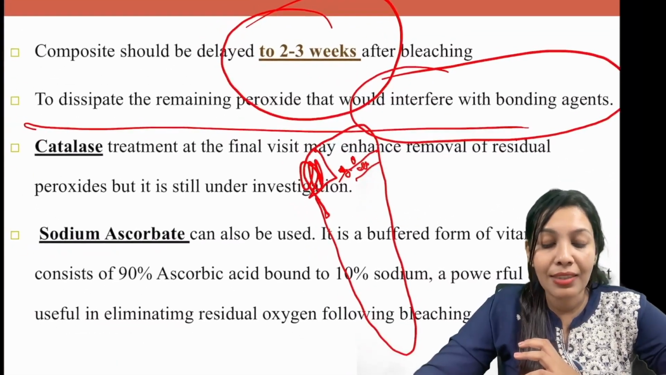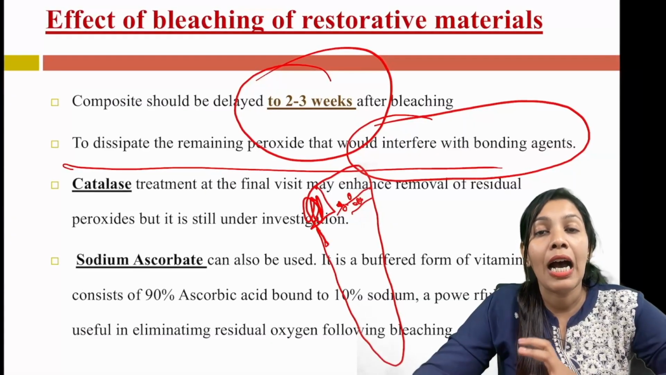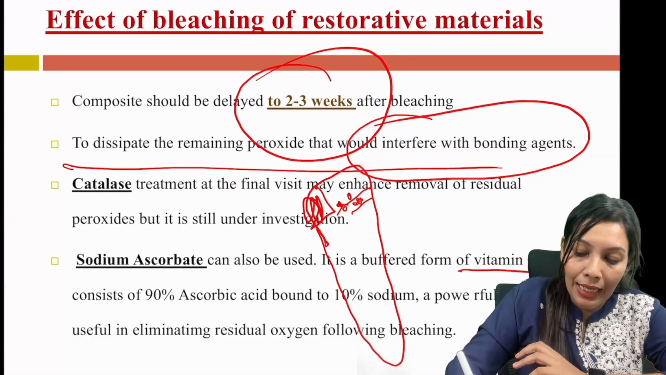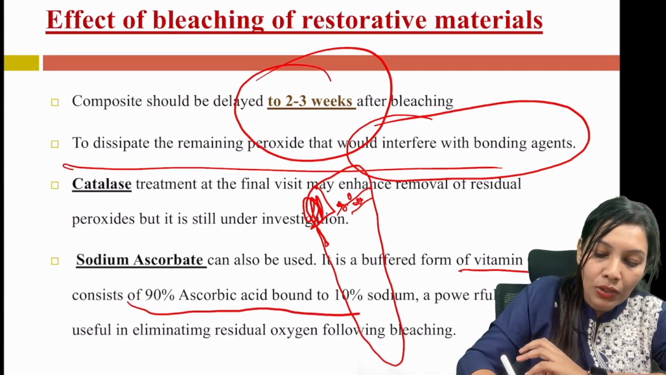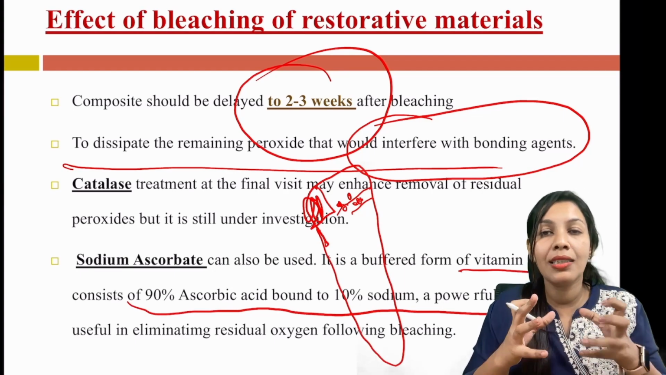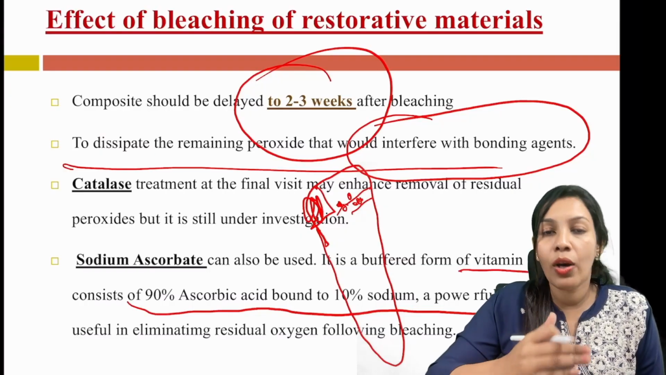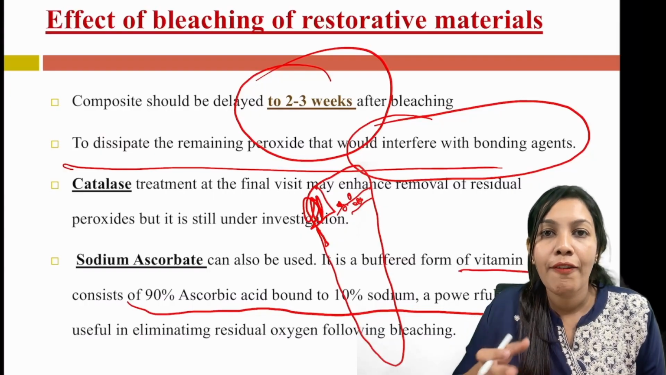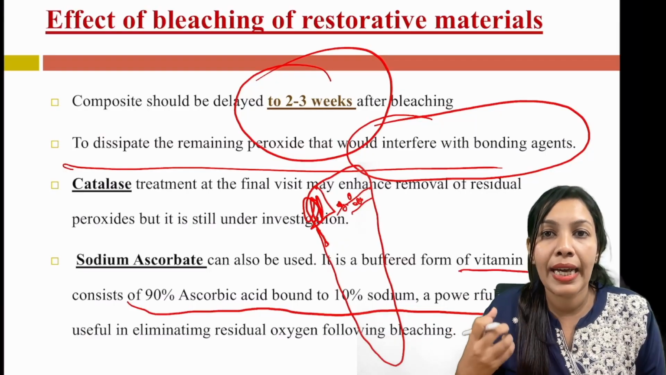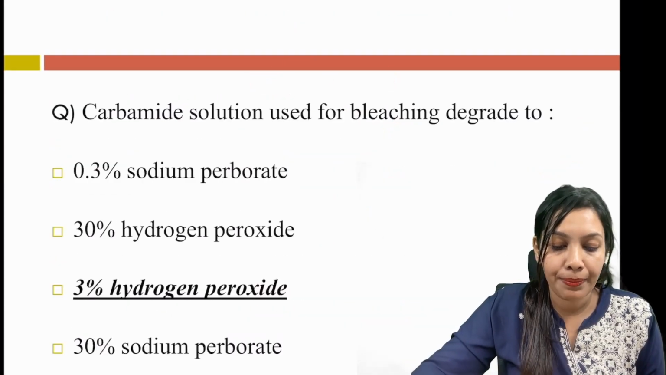Another treatment is sodium ascorbate. It is actually buffered vitamin C that consists of 90% ascorbic acid. So it also removes the excess peroxide that is seen in the tooth. These two are very important treatments which can remove the excess hydrogen peroxide present on the tooth surface.